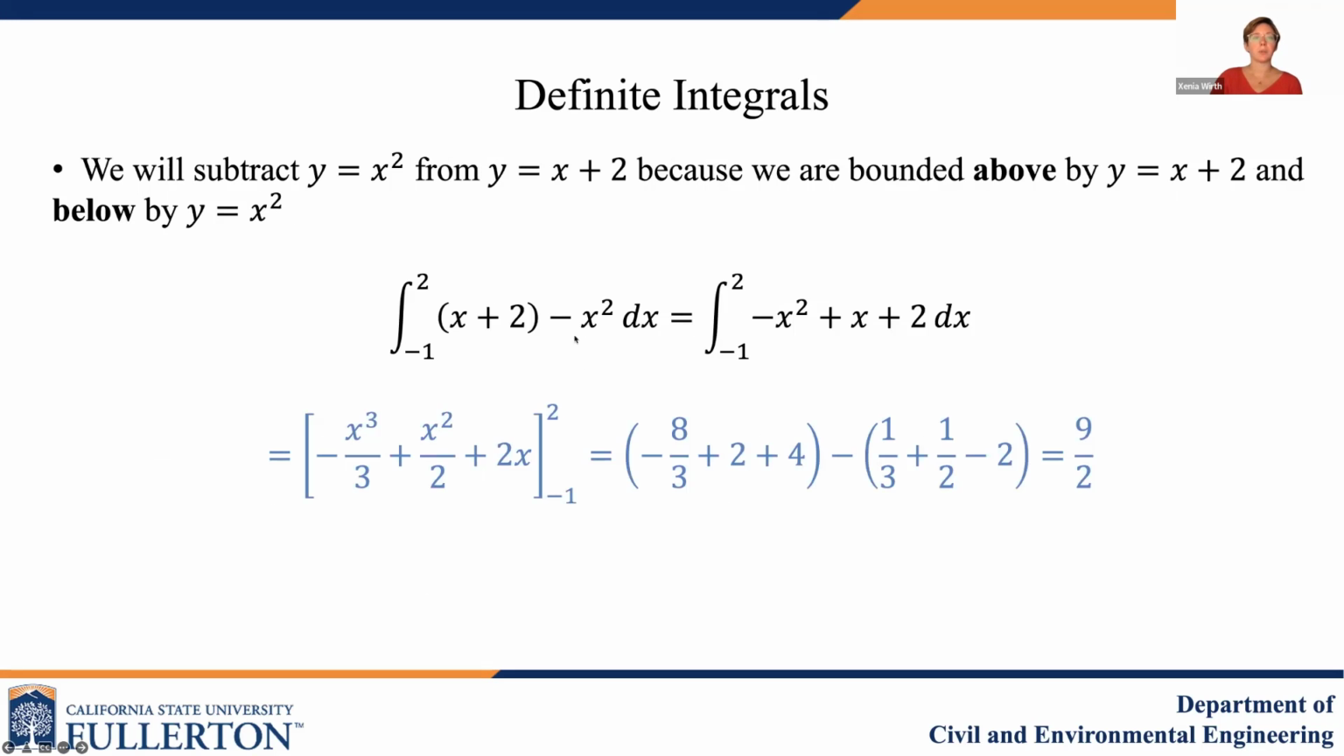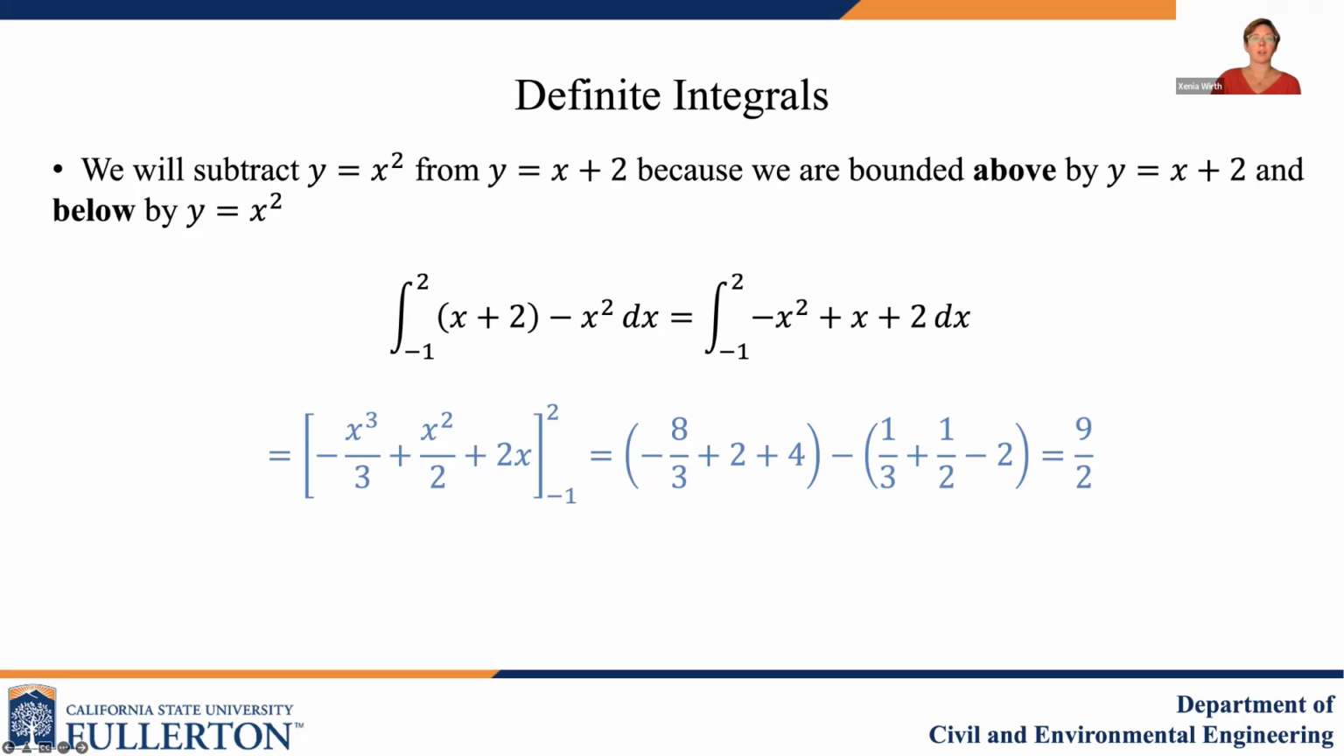The other thing we need to do when we set up our integral here is determine which of these two expressions, y equals x plus 2 or y equals x squared, comes first and which comes second in the integral. Since we're bounded above by x plus 2, that comes first, and then we subtract what we're bounded by below. So below, we are bounded by x squared. We subtract x squared from x plus 2, and that is our integration from negative 1 to 2.